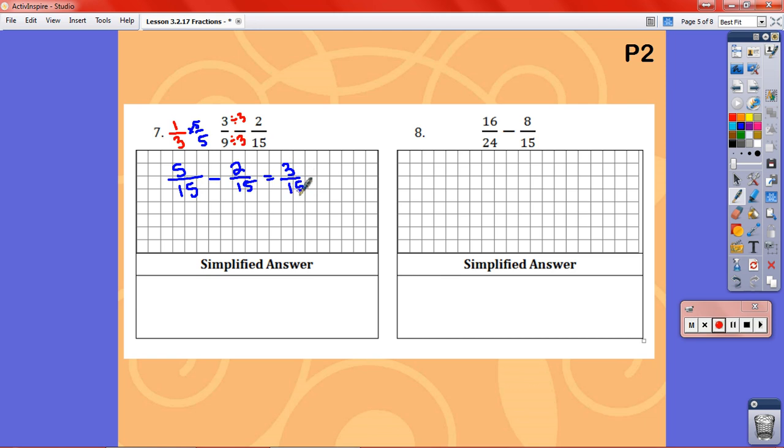minus 2 15ths equals 3 15ths. But now we have an answer that is not simplified, so I can't put it down here yet, because I can count by 3s to get to 15. So, to simplify, I need to go ahead and divide by 3. Something that happens with subtraction sometimes is even when you use the lowest common denominator, you can still get an answer that needs to be simplified. So, 3 divided by 3 is 1, and 15 divided by 3 is 5, so the answer is 1/5.